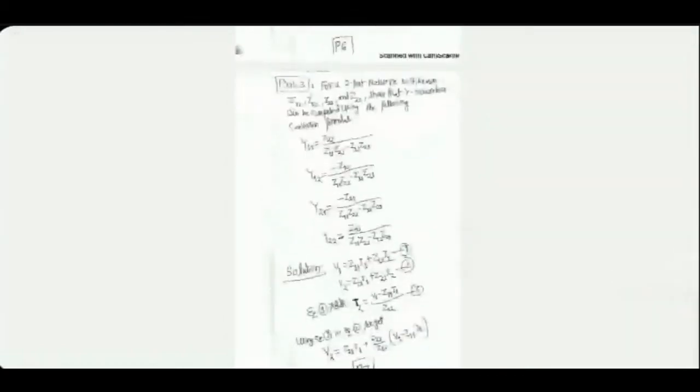Suppose we are given Z parameters of a two-port network. What are the formulas that you can use directly, without going through the inversion process, to calculate the Y parameters? The derivations are not that difficult.